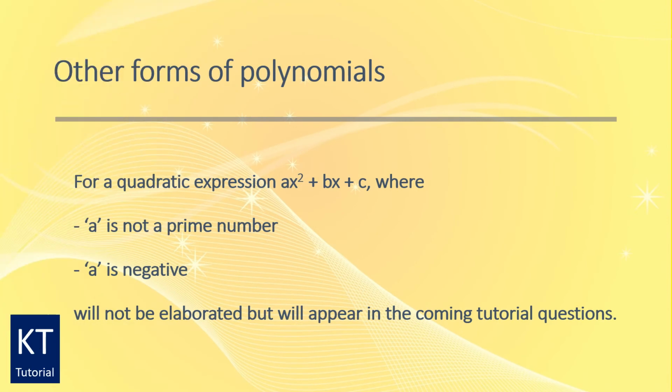There are other forms of polynomials where a is not a prime number and a is negative, which I shall not elaborate, but they will appear in the coming tutorial questions.